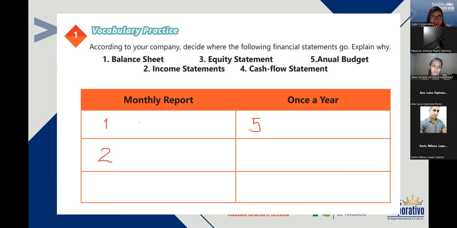We're missing three and four. Equity statement and cash flow statement. Remember that it depends on the company, right? That's why it says according to your company. According to your company, where should they go? As monthly report or once a year?